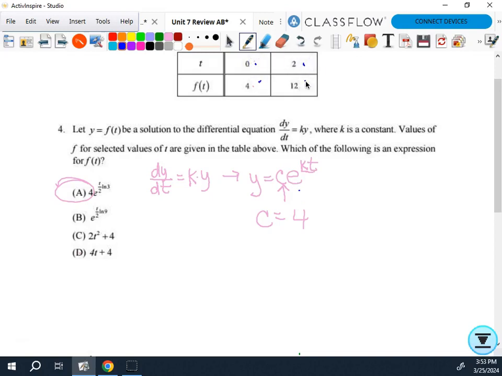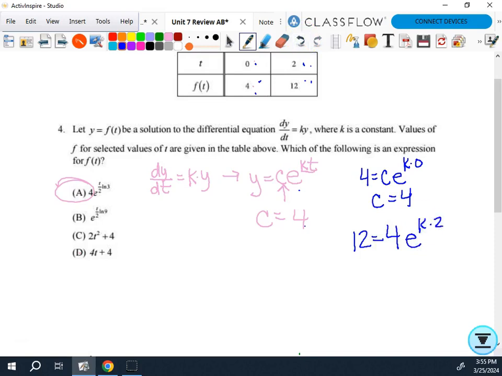x, y, x, y. If I substitute in the 0 and the 4, this would give me 4 equals C times e to the K times 0 power. And I know that K times 0 is 0, and e to the 0 power is 1, so we get C equals 4. That's how we get it. We also get it by just knowing the initial value, but if you're not sure, we have this. Then I have this ordered pair, so I can do 12 equals C times e to the, well, I have C, I know that's the whole purpose of this, 4 times e to the K times 2 power.